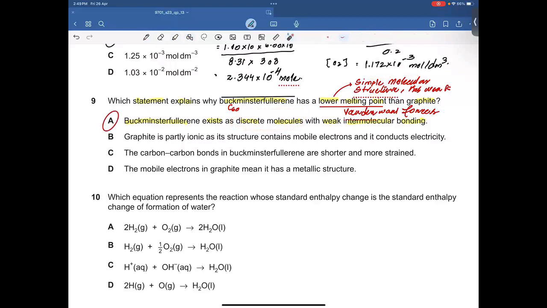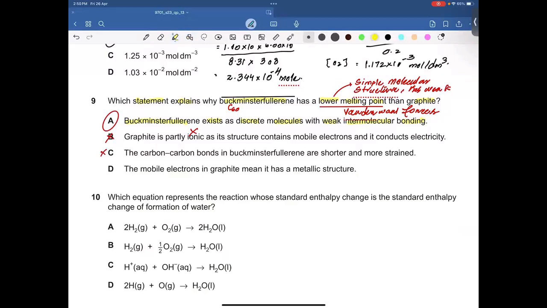Let's talk about options B, C, and D. Graphite is partially ionic? Not at all. It is not ionic, it is covalent, which is why B is incorrect. Next is carbon-carbon bonds. In Buckminster fullerene, we are not breaking the covalent bonds. All right. We are just breaking the van der Waals forces, which means this option has nothing to do with the melting point, and therefore it is incorrect.